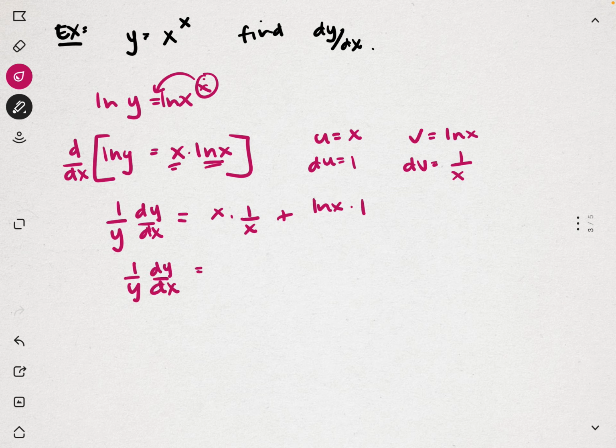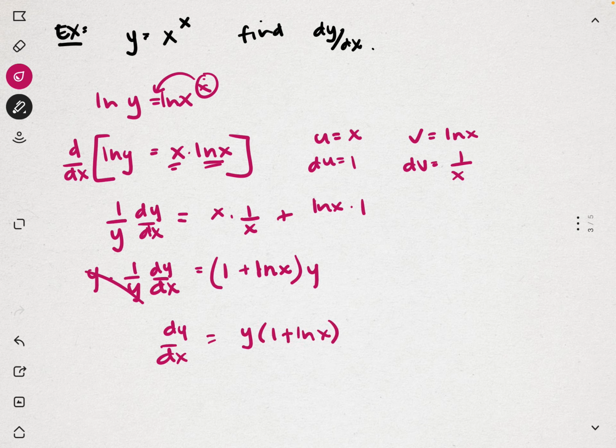Let's simplify the left side. So x times 1 is x, divided by x is 1. So the first part is 1 plus ln x. Now we want to solve for dy dx, so let's multiply by y to get rid of that. So dy dx is going to be y times (1 plus ln x). Now if you wanted to, you could go ahead and distribute it out: y plus y ln x. But either way should be good. Either way looks just as simple as the other way.